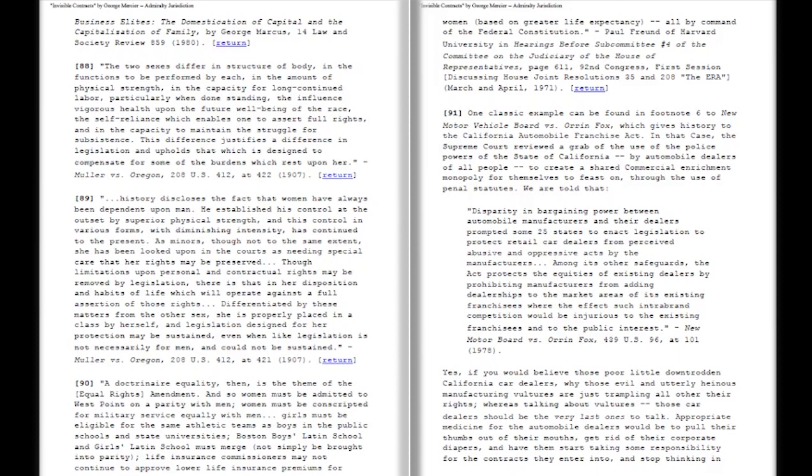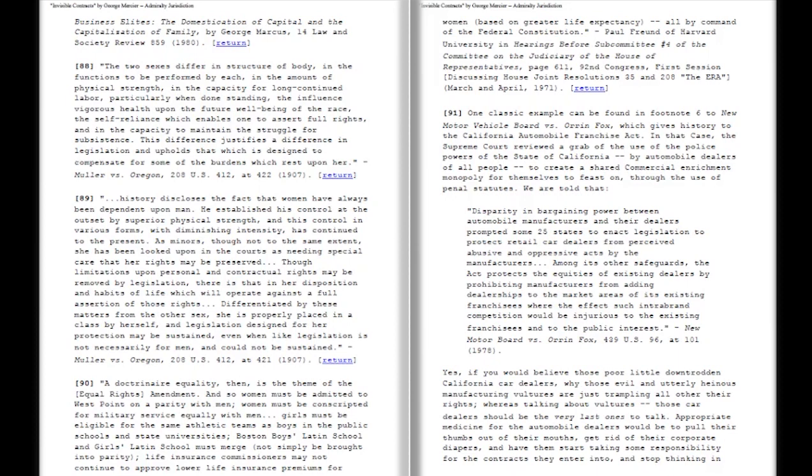88. The two sexes differ in structure of body, in the functions to be performed by each, in the amount of physical strength, in the capacity for long-continued labor, particularly when done standing, the influence of vigorous health upon the future well-being of the race, the self-reliance which enables one to assert full rights, and in the capacity to maintain the struggle for subsistence. This difference justifies a difference in legislation and upholds that which is designed to compensate for some of the burdens which rest upon her. Muller v. Oregon, 208 U.S. 412 at 422, 1907.